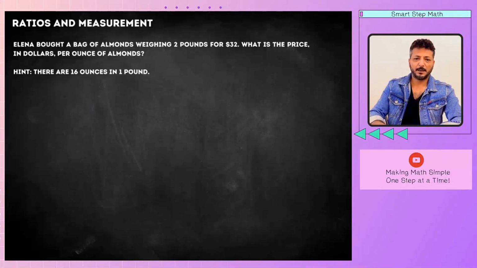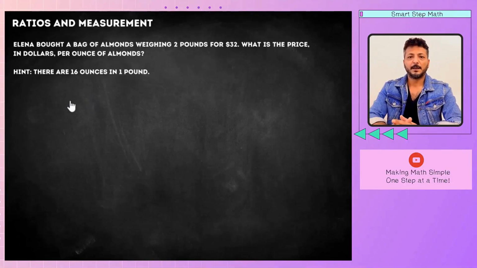Hello, I am here, again, with a different type of question related to ratios. Our question is as follows. Elena is buying a package of almonds that weighs 2 pounds and costs $32. We have been asked the following question regarding this. How much does 1 ounce of these almonds cost?